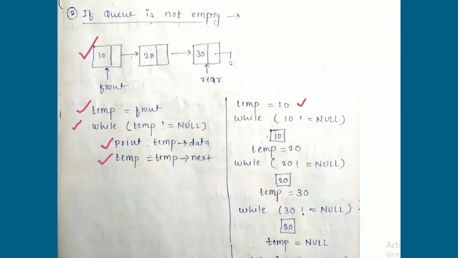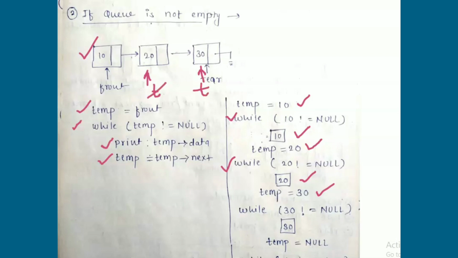Initially your temp is pointing to the front. After that I will check the while condition: temp is not equal to null. So I will print the data 10 and update temp to temp next. Now my temp is pointing to 20. Again I will check the temp value, and it is not equal to null. In that case 20 is printed and I will update temp with temp next. That is, temp is currently pointing to 30.